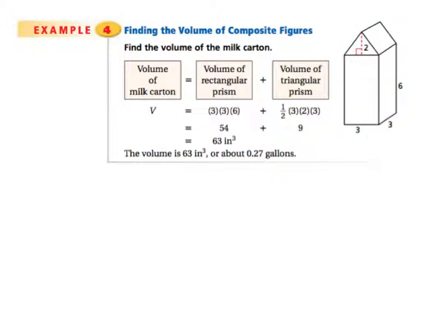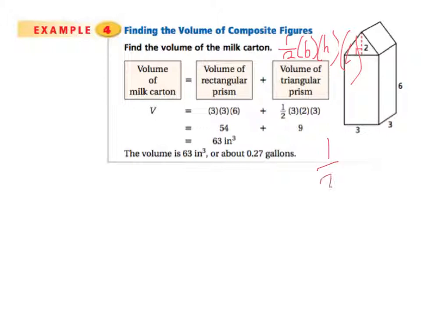To find the volume of a rectangular prism, we have to do base times width times height. So 3 times 3 times 6 gets us 54. To find the volume of a triangular prism, we have to do 1/2 base times height times the length.